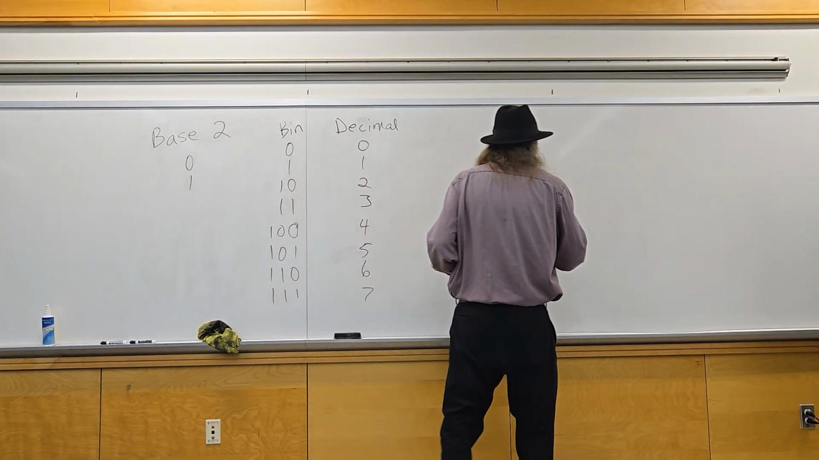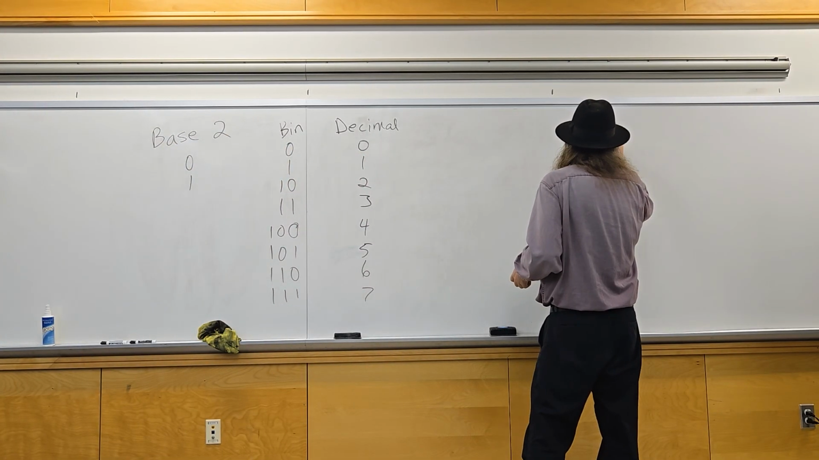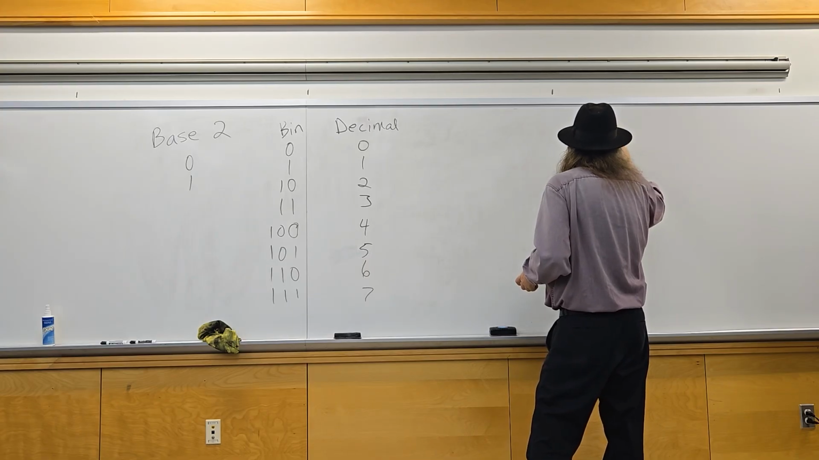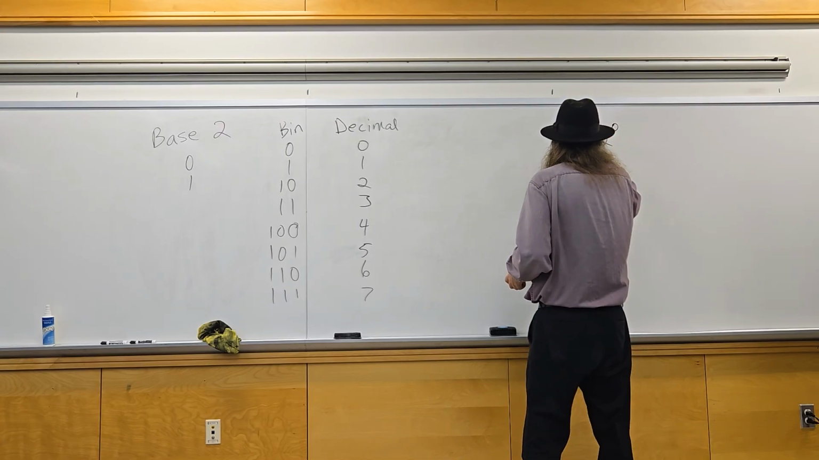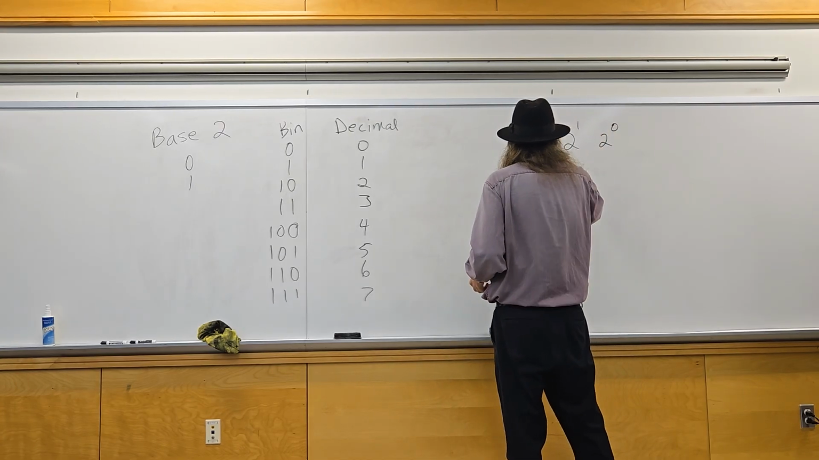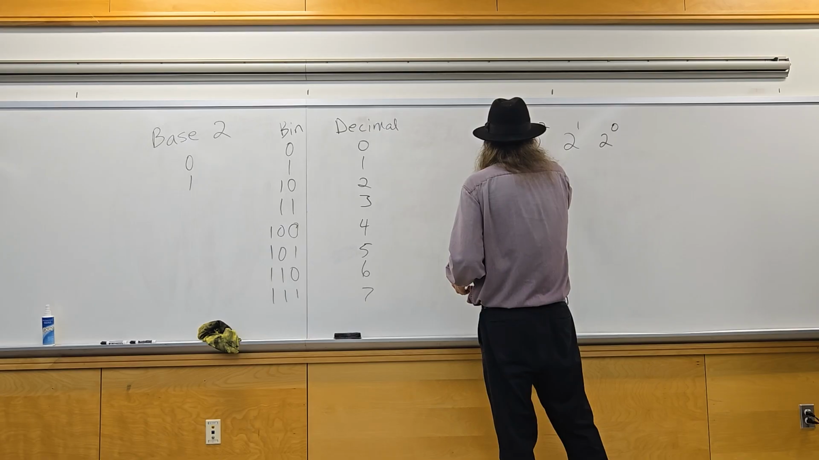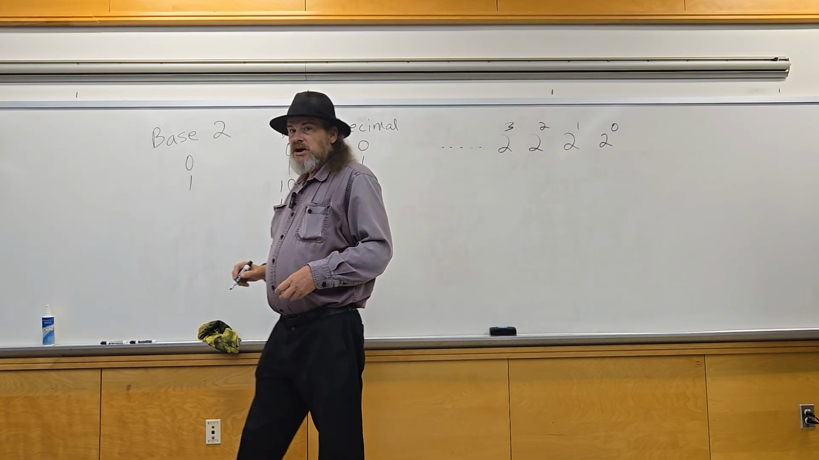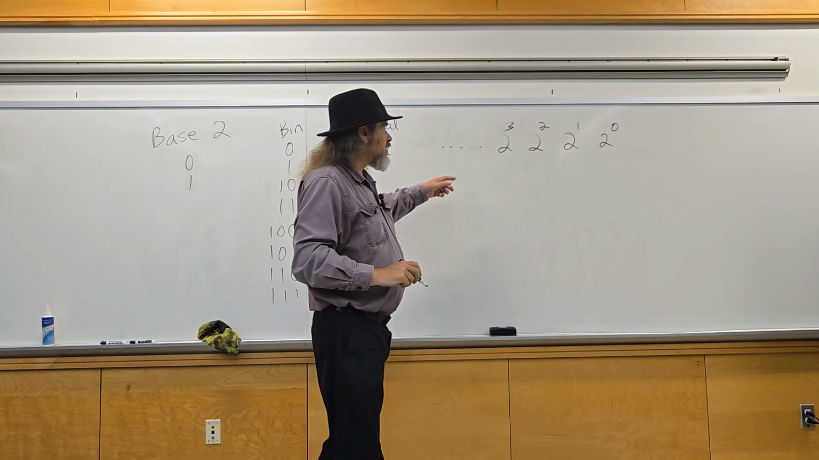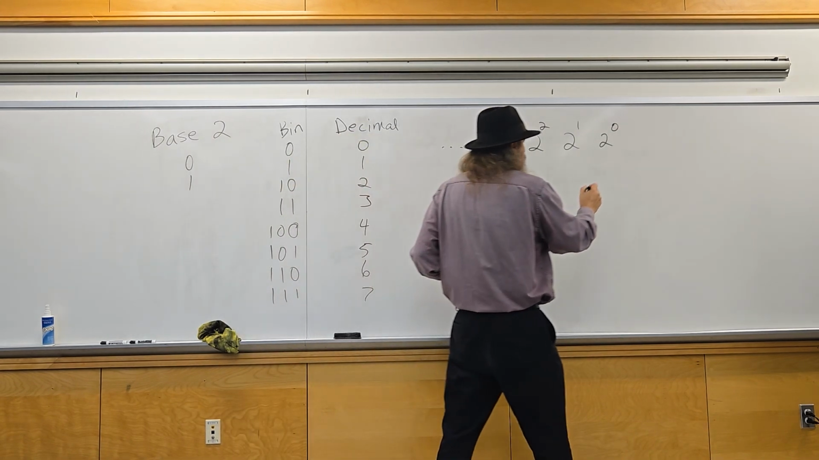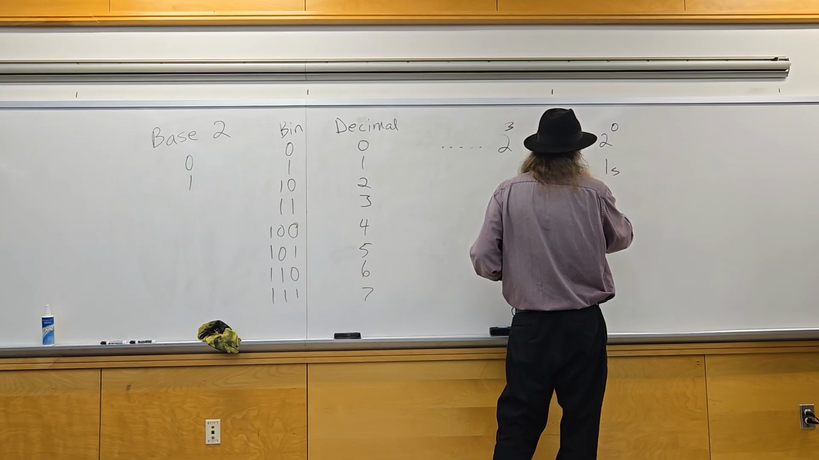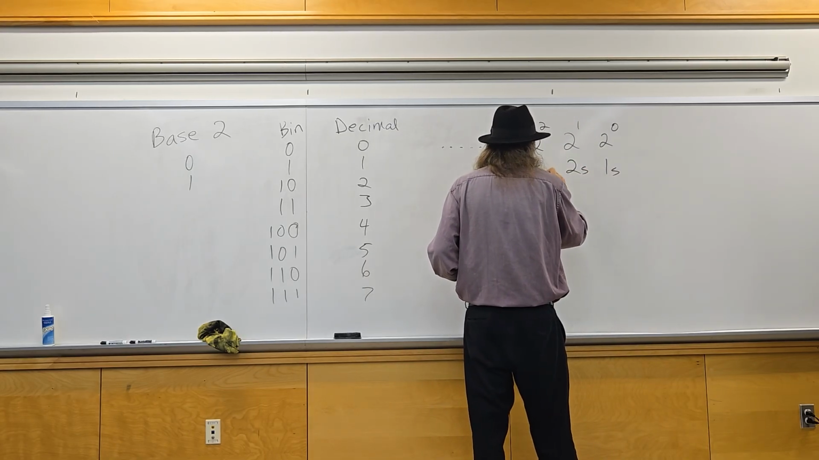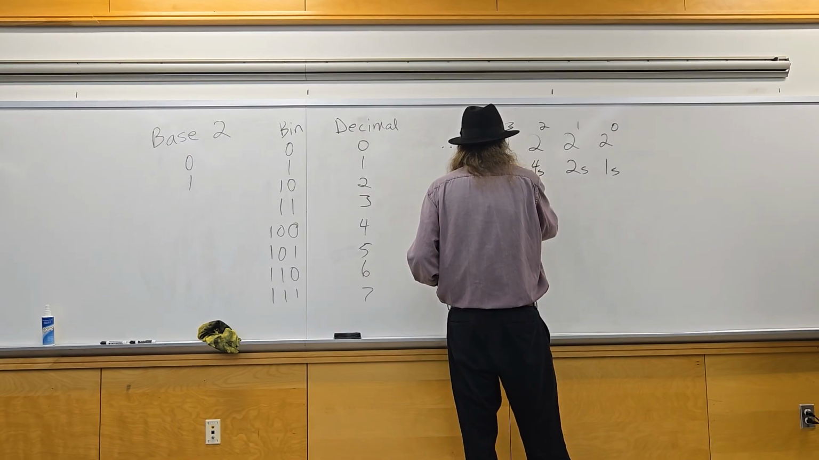The digit's position is equivalent in decimal to 2 to the 0th power, 2 to the 1st power, 2 to the 2nd, 2 to the 3rd, etc. So this would be the 1's position, the 2's position, the 4's position, and the 8's position.